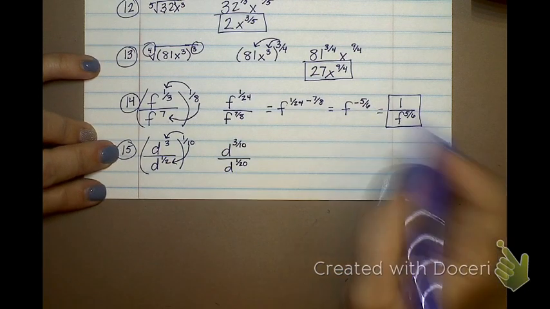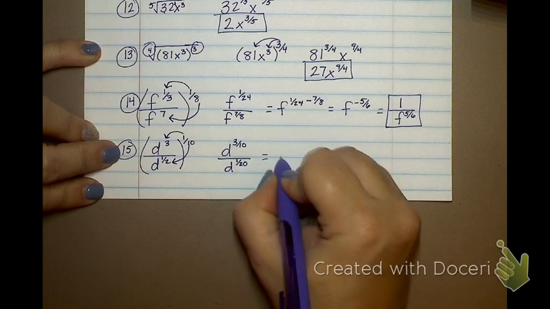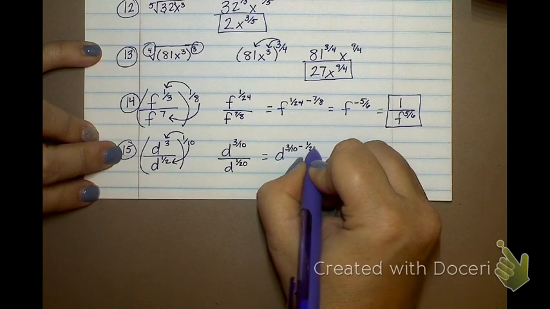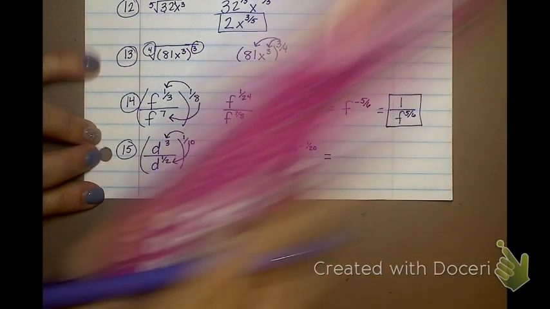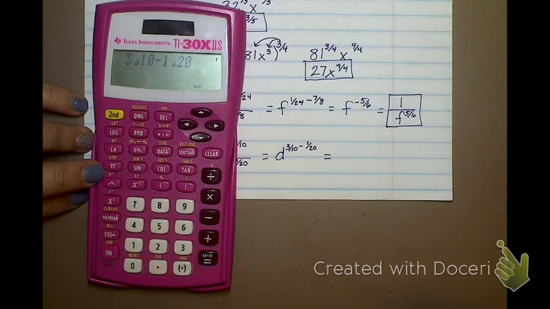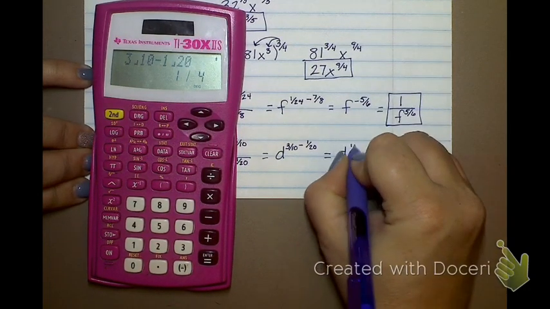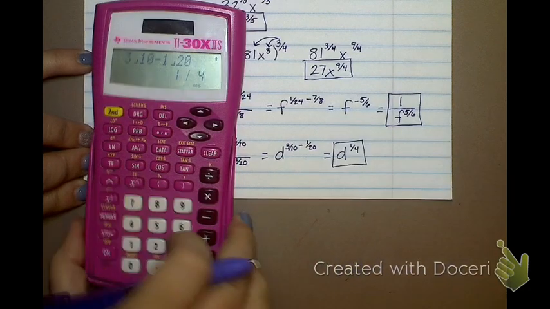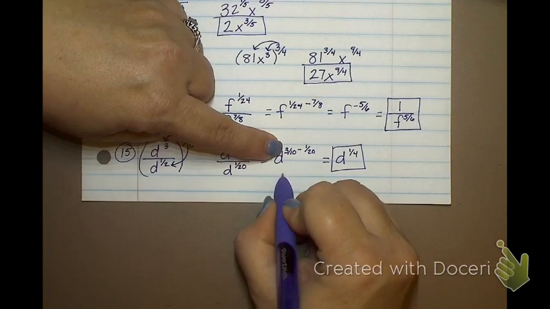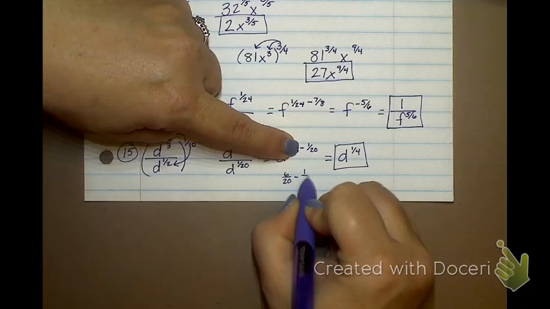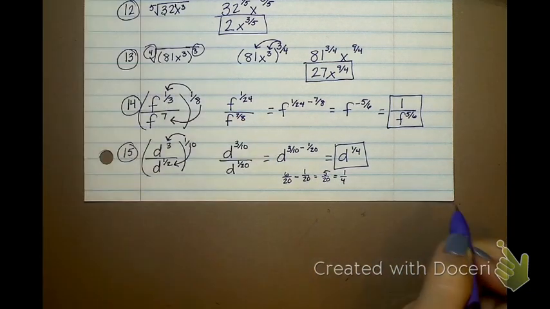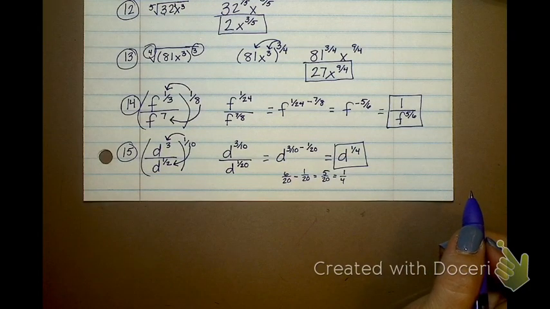1/20. Again, I have these matching bases, so I'm going to do d to the what? 3/10 minus 1/20. And you can do that on paper the long way, or you can go 3/10 minus 1/20, and I get d to the 1/4. It's a positive exponent, so I don't need to move it to the bottom of a fraction. If you do it the long way, you would recognize that this is 6/20 minus 1/20, which is 5/20, which reduces to your 1/4. That's the long way of subtracting those exponents.